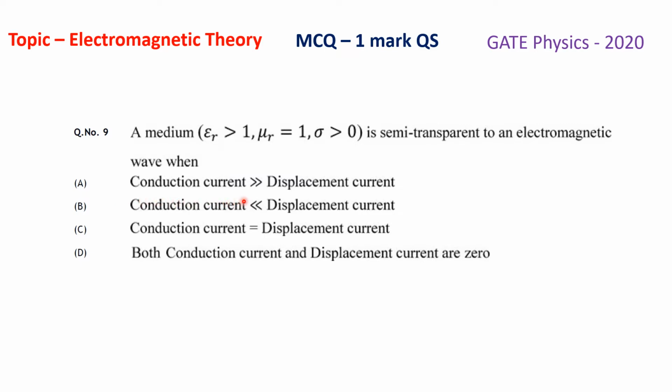Option A, conduction current is very much greater than displacement current. Option B, conduction current is very much less than displacement current. Option C, conduction current equals displacement current. And the last option, option D, both conduction current and displacement current are 0. So let us see how to solve this problem.